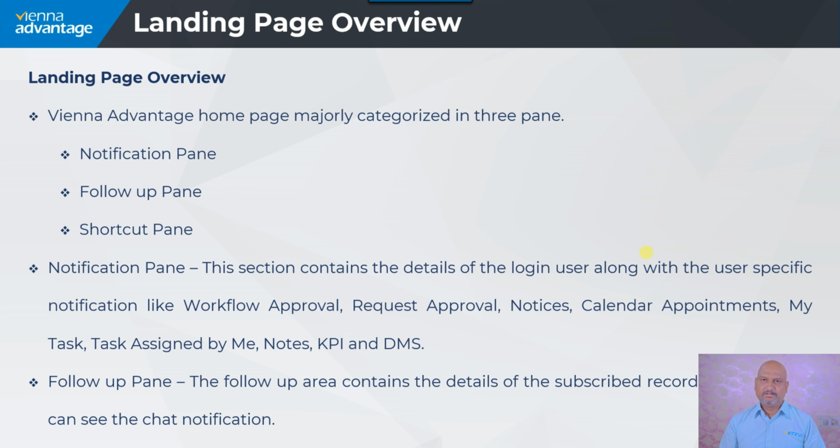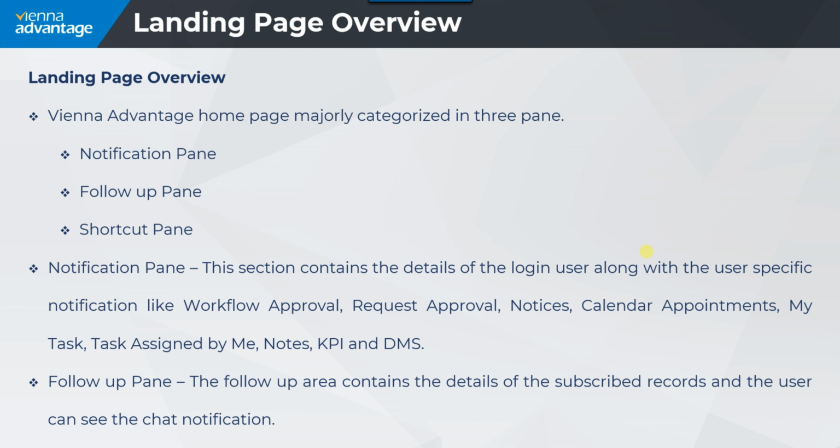Now, the Vienna Advantage home page or landing page is majorly categorized into three panes: notification pane, follow-up pane, shortcut pane. The notification pane is the section that contains the details of the login user along with user specific notifications like workflow approvals, request approvals, notices, calendar, appointments, my tasks, tasks assigned by me, KPIs, notes, and the DMS.